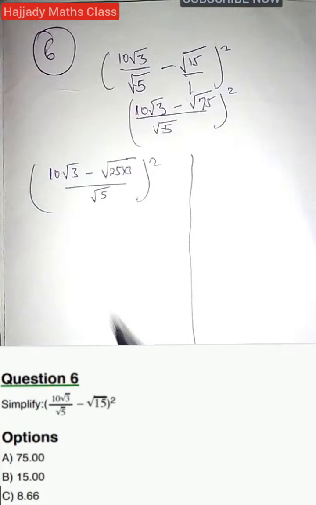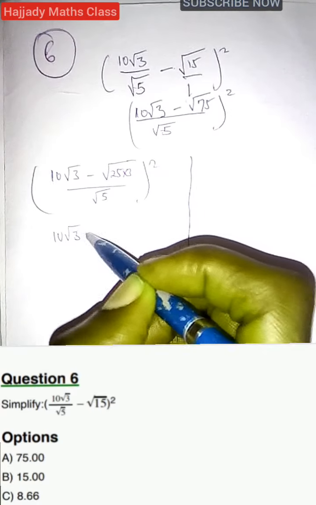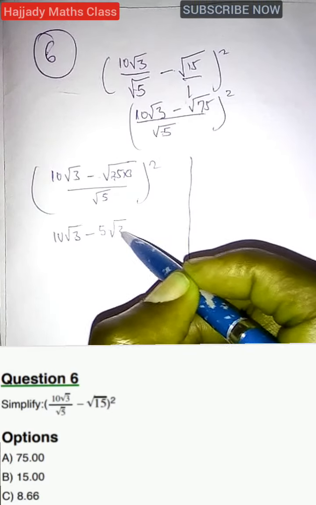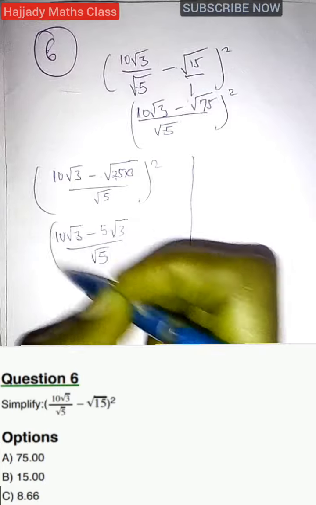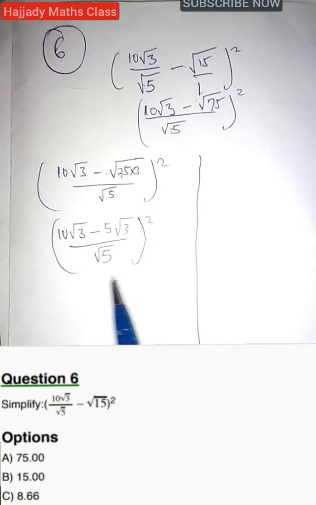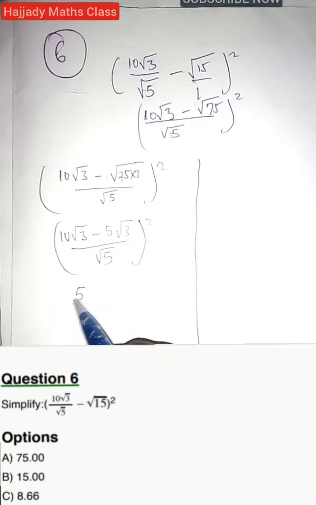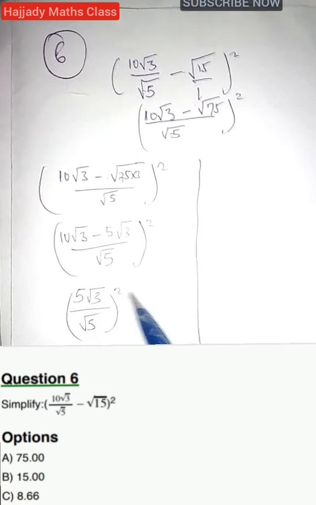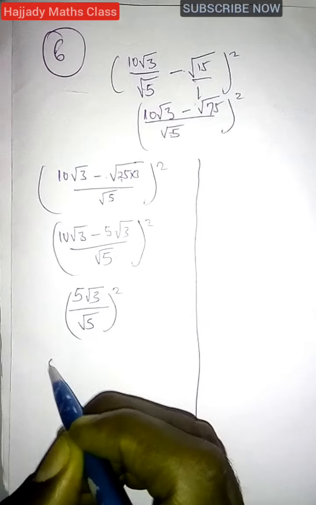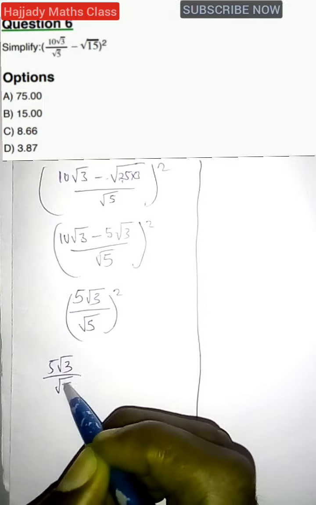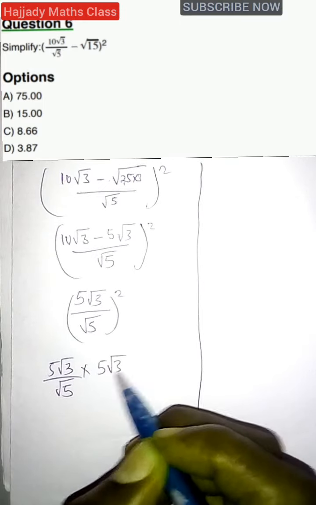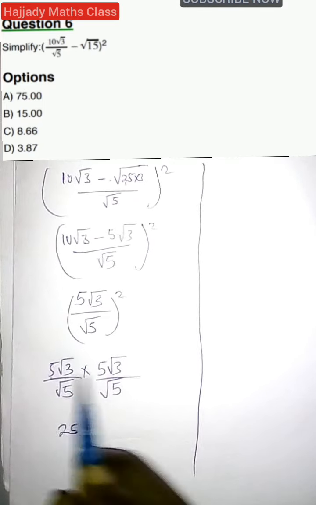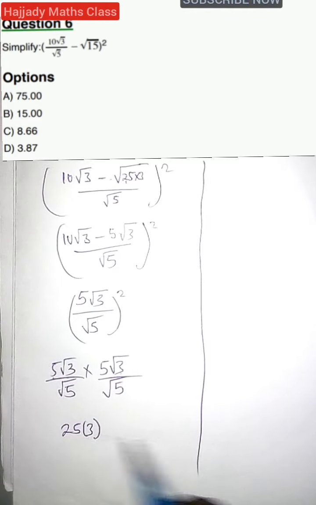Let's divide this into 2. So here we have 10 root 3 minus root 25. Bringing it out, we have 5 root 3 all over root 5. Don't forget, all squared again. So 10 root 3 minus 5 root 3 finally will give us 5 root 3 all over root 5, all squared. Let's just square this out. We have 5 root 3 over root 5 times 5 root 3 all over root 5. So 5 times 5 gives 25. Root 3 times root 3 gives 3.